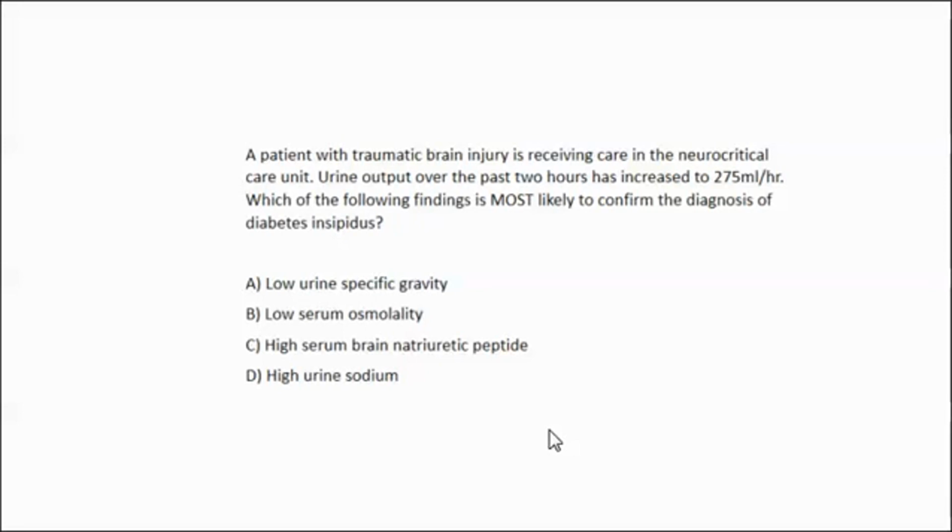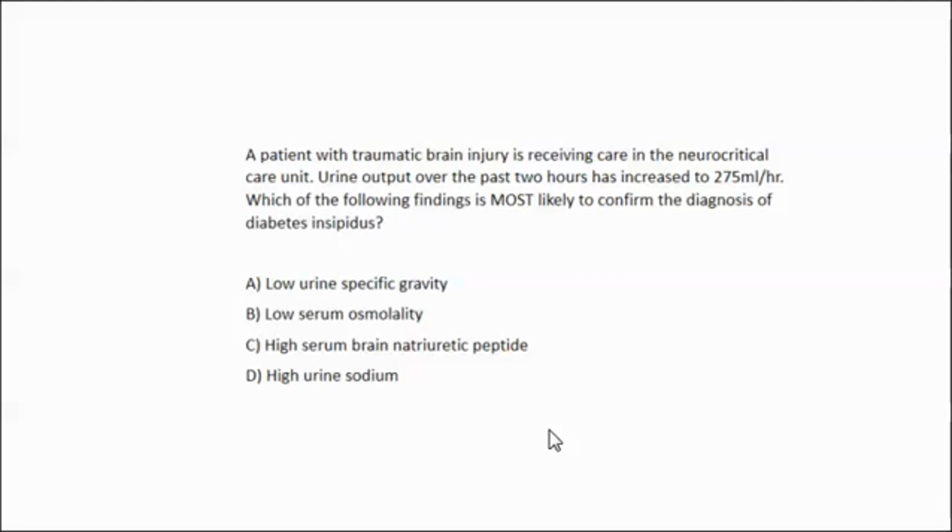SIADH is useless because it's like lupus. It can be associated with anything, so I don't know what to do with that. So everything, pain or treatment of pain, can be associated with SIADH. So the test question mostly leads me to DI because it's a traumatic brain injury.